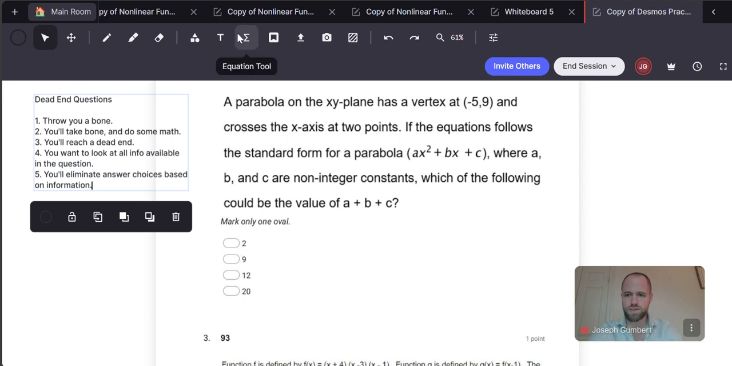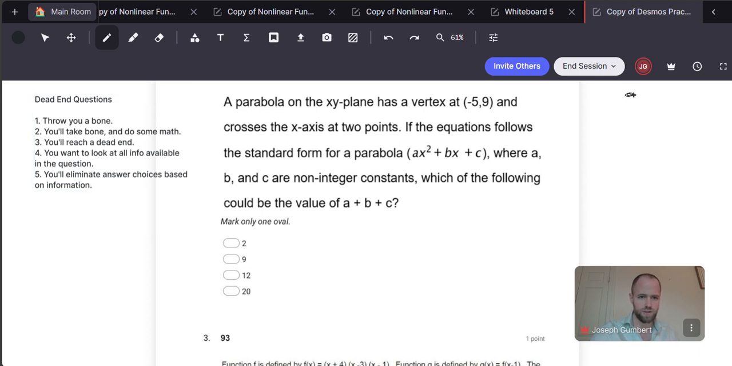Okay, so in this case, they said that a parabola on the xy plane has a vertex of (-5, 9) and crosses the x-axis at 2 points. That means it's going to be above the x-axis and kind of come down like that. If the equation follows the standard form of a parabola, which is ax squared plus bx plus c, where a, b, and c are non-integer constants, which of the following could be the value of a plus b plus c?